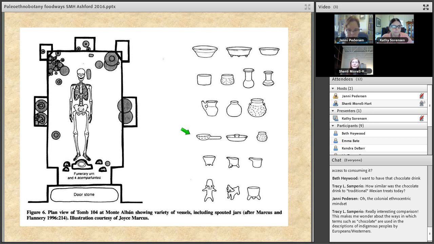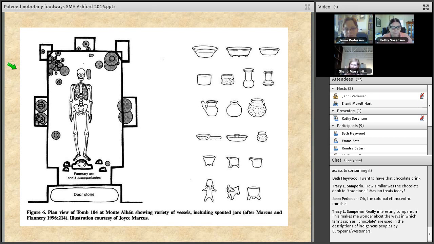But what we do know is we've got, and this is from the site of Monte Albán, the Zapotec area in the state of Oaxaca in Mexico, one of these spouted vessels. So they're not just in the Maya area, they're moving around. They're in lots of different locations on the landscape. And so we're finding cacao residues, again, as far north as Chaco Canyon in northwestern New Mexico.